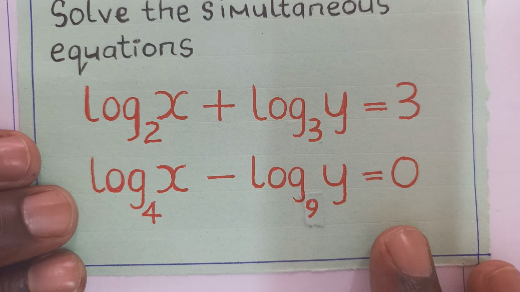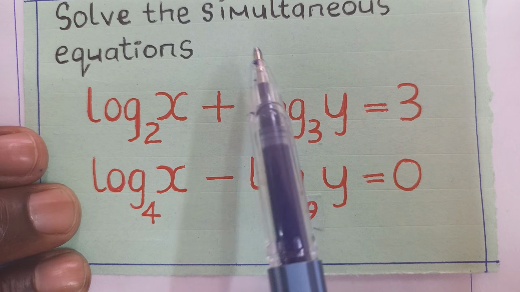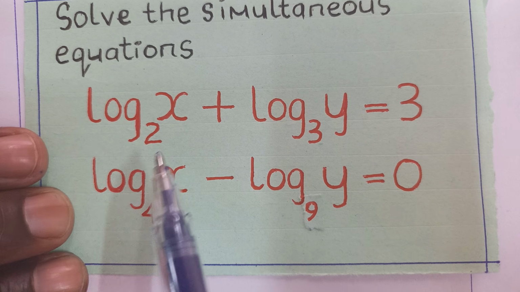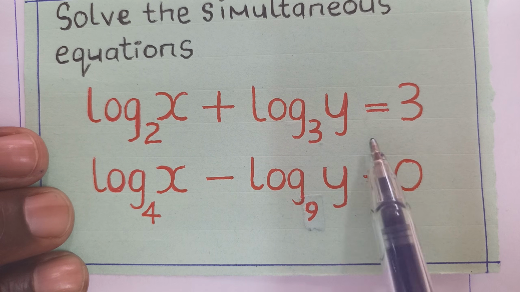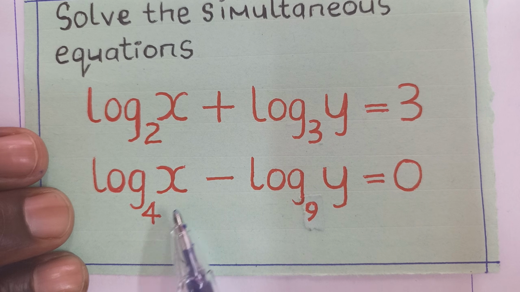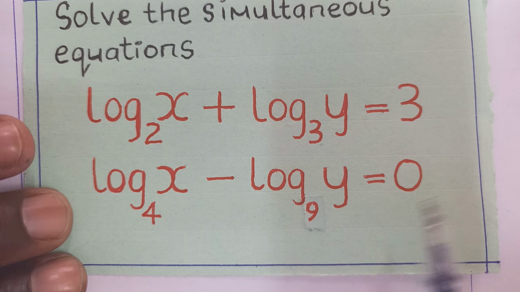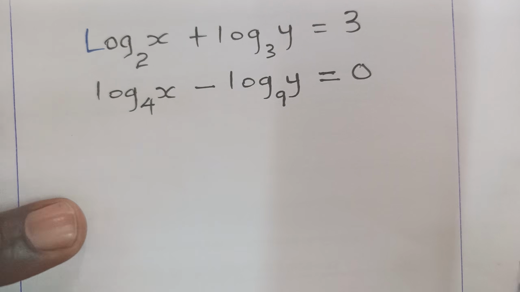Guys, let's do this question. I read the question: solve the simultaneous equations. Guys, we have two simultaneous equations. That is log x to base 2 plus log y to base 3 equals 3, and log x to base 4 minus log y to base 9 equals 0. So guys, we now solve this problem.